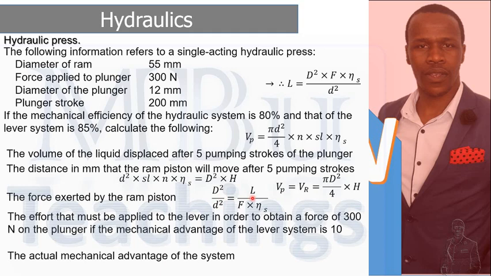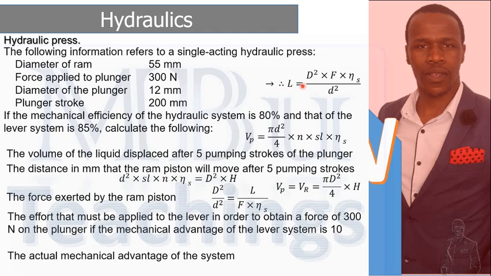You can just use that formula because we have the efficiency. So let's just make L the subject of the formula. There we did it. L is equal to 55 squared times 300 times 0,8. I'm sure now you know why we are saying 0,8. Then divide by 12 squared. Then we got our L.